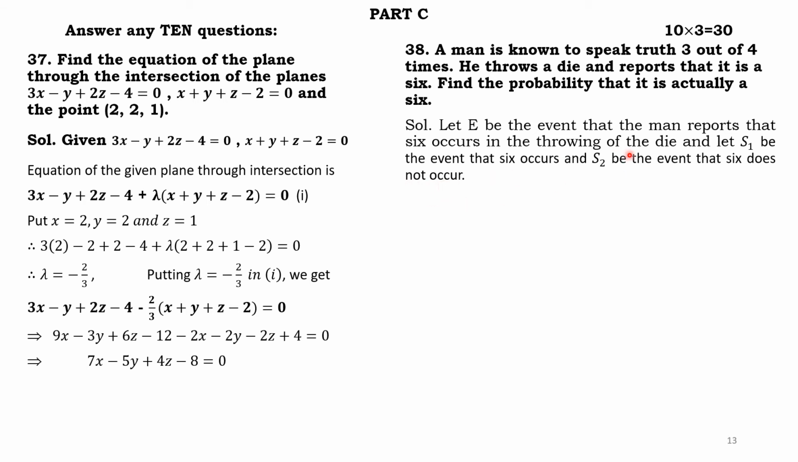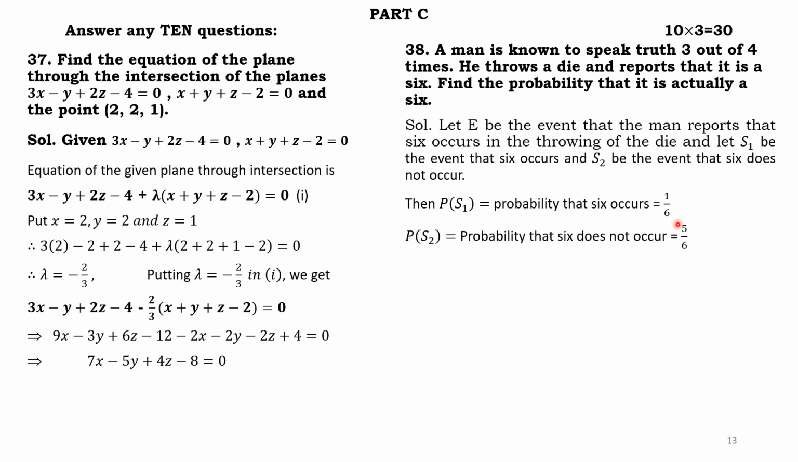So S1 is the event when actual 6 occurs and S2 is the event that 6 does not occur. Therefore, probability of S1 is equal to probability that 6 occurs. That means 6 can occur only 1 out of 6 times. The probability of 6 occurring is 1 by 6. Therefore, probability that 6 will not occur is 5 by 6. So during these 5 times it can be 1, 2, 3, 4, 5, but not 6. Therefore, probability of S2 is 5 by 6.